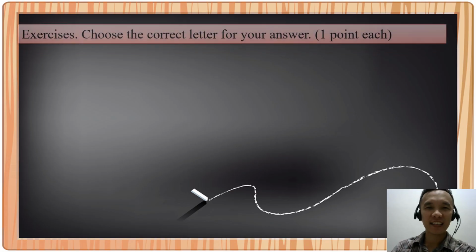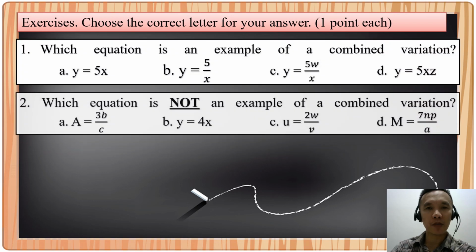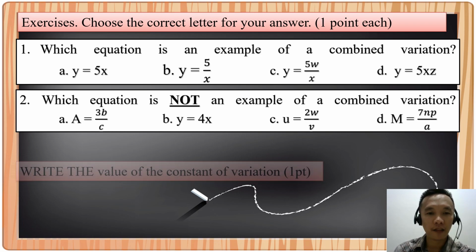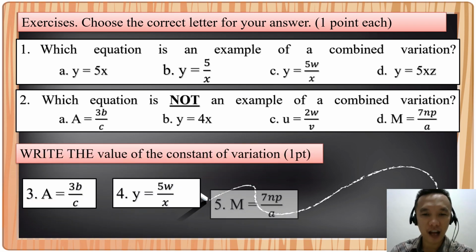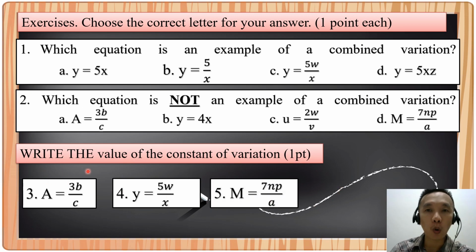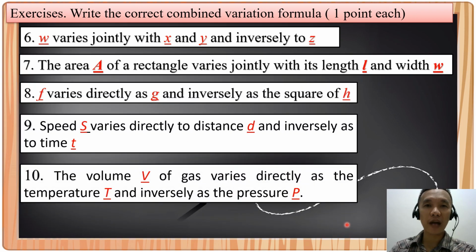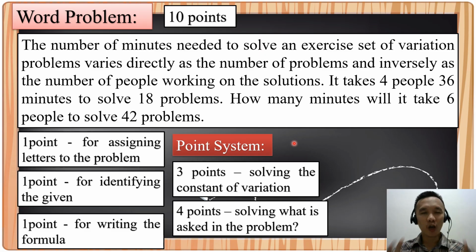So now let's have an exercise. For number 1 and number 2, choose the correct letter of what is asked in the problem. For number 3, 4, and 5, you are going to write only the value of your constant of variation. For number 6 to 10, you are just going to write the correct formula of the following sentences. We also have a word problem, and on your screen is the point system on how you will get the perfect 10 points.